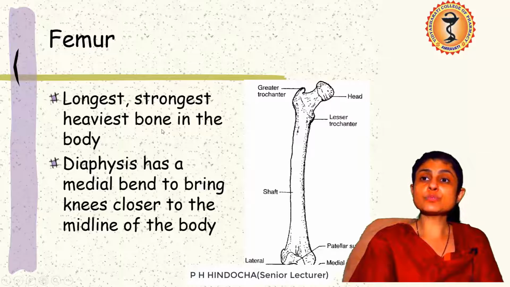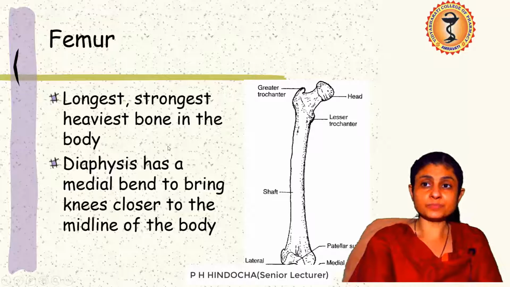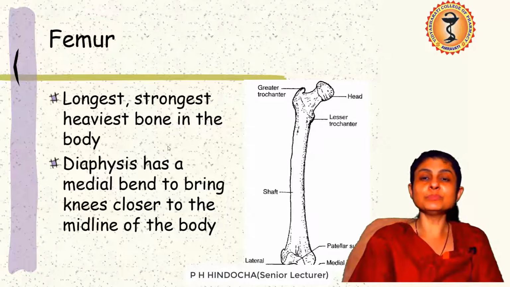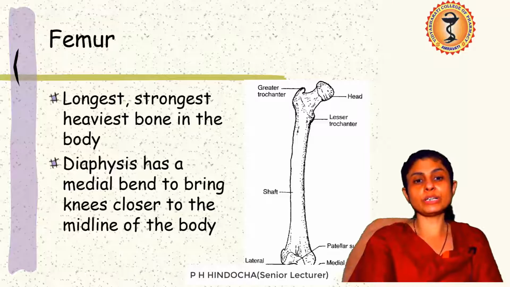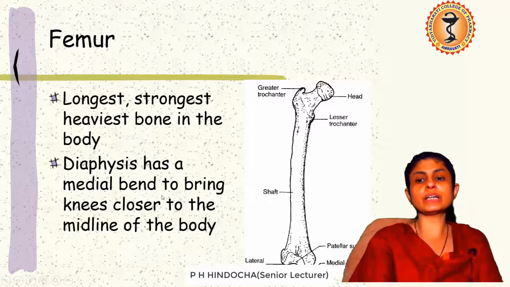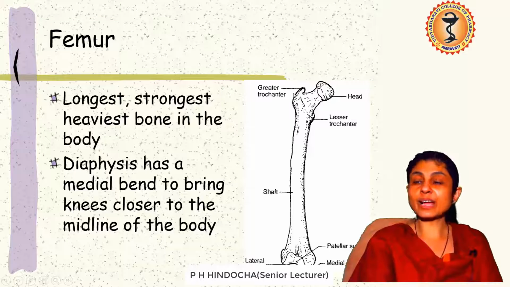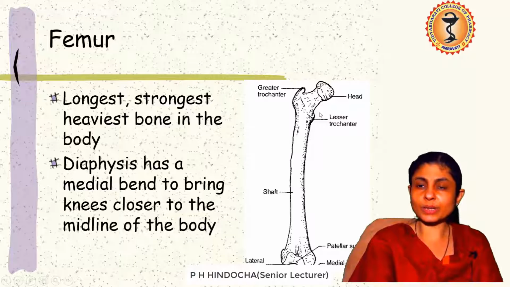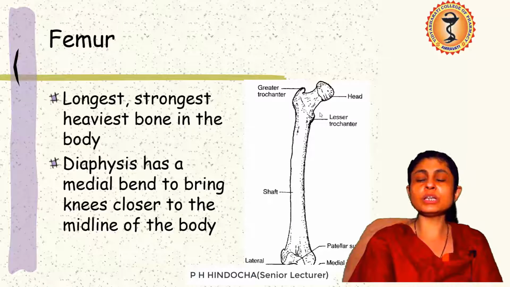Talking about the first bone, which is the femur: the longest, strongest, heaviest bone in the body, not only the lower limb or leg, it is the strongest bone of the whole body. The diaphysis has a medial bend, it is slightly curved to bring knees closer to the midline of the body. As we can see the shape, it has a very prominent round outward projecting head. The greater trochanter arises out. This constricted narrow part is the neck which connects the head to the remaining part of the body, which can also be called the shaft. The lesser trochanter, a lesser protuberance. The shaft is the main body of the bone.